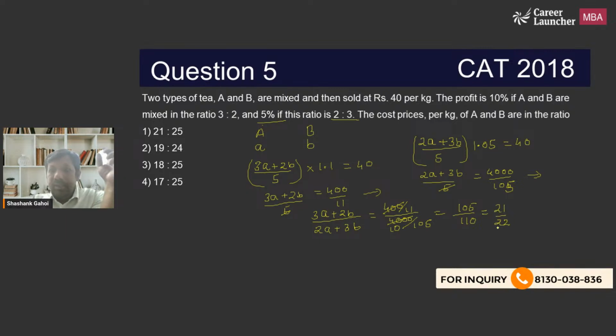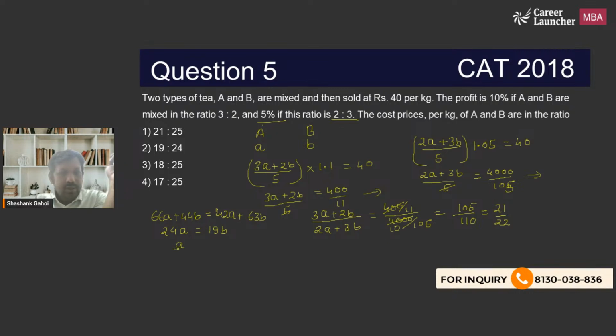Now I'm simply going to cross multiply. So it is going to be 66A plus 44B, that is equal to 42A plus 63B. So from here, what I'm going to get is 24A is equal to 19B.